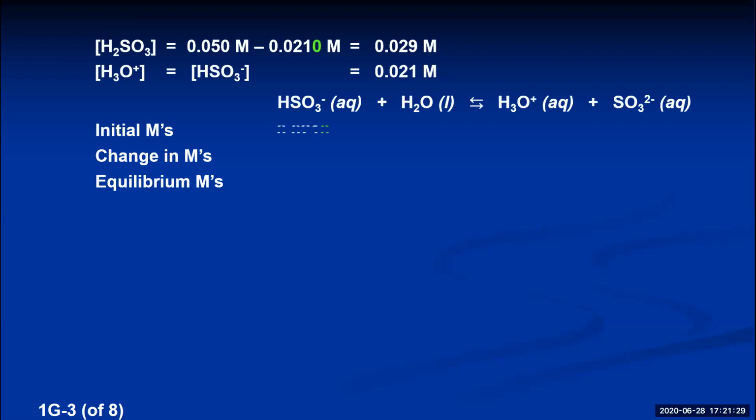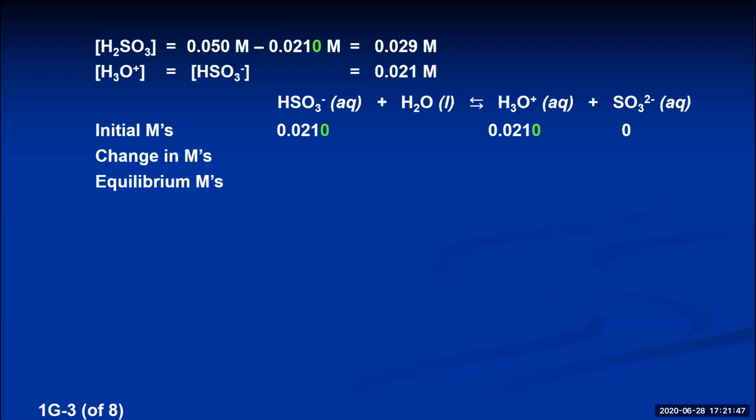It's 0.021. The hydronium concentration is not 0. It's also in the solution at this point. It's 0.021. But there are no sulfite ions present. That's going to be 0. The reaction will have to proceed spontaneously to the right because there are no sulfite ions in the solution.